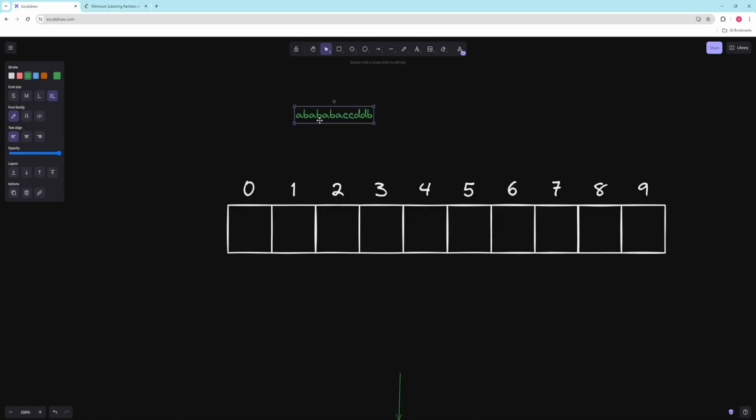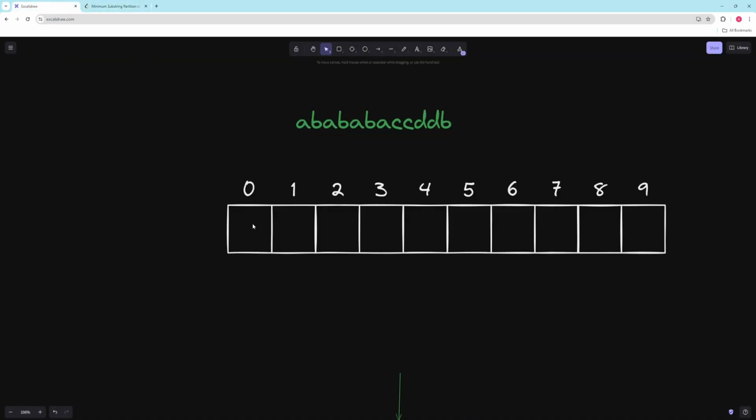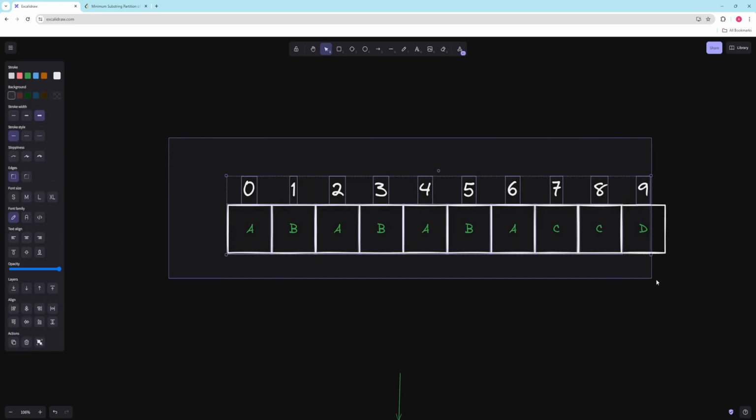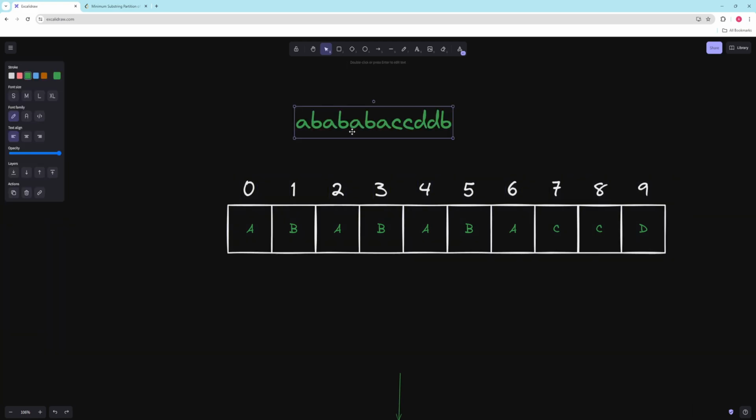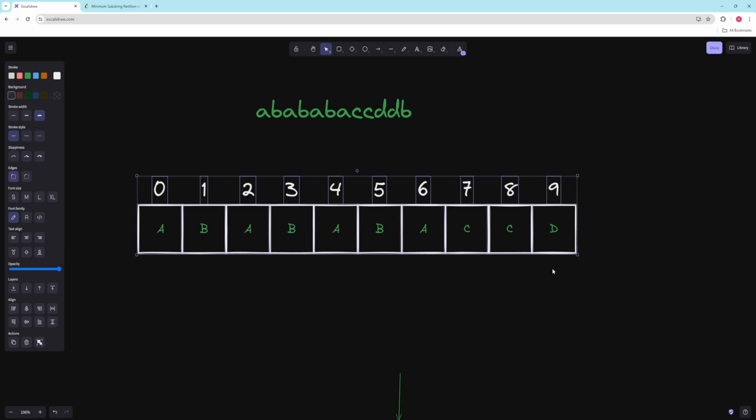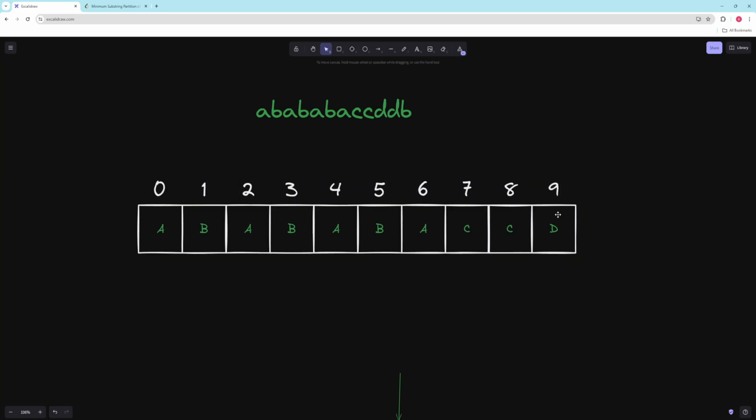So let's take this, put it into an array. So A, B, A, B, A, B, A, C, C, D. Let's just actually cut it here, I think. Actually, we can do the rest of it. It's fine, because it's pretty fast. So C, C, D. So we need two more.